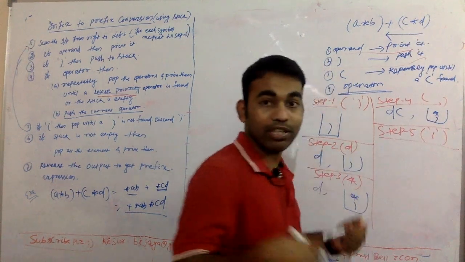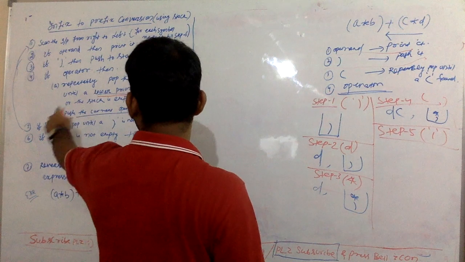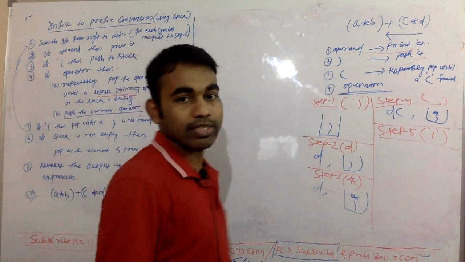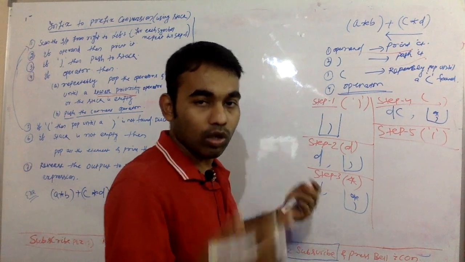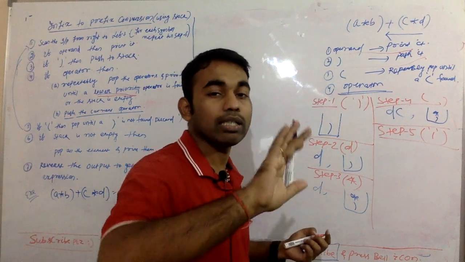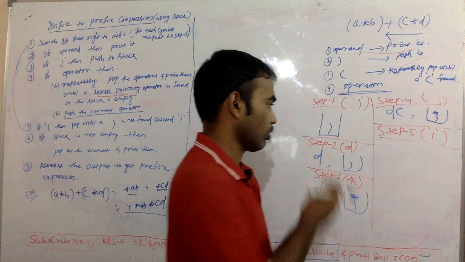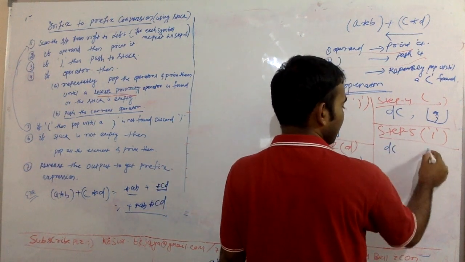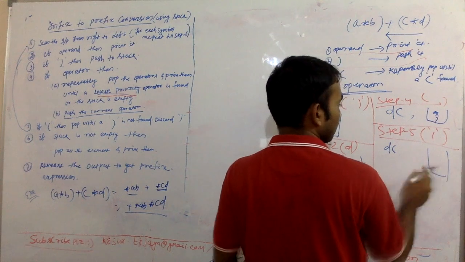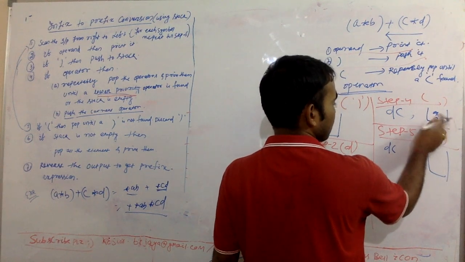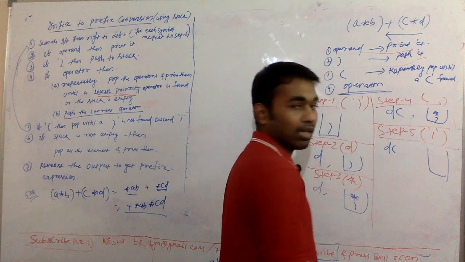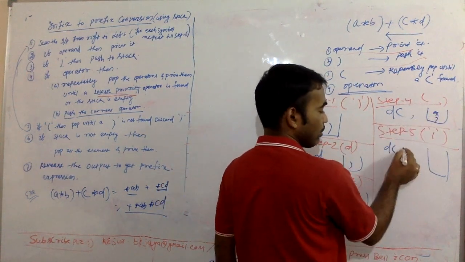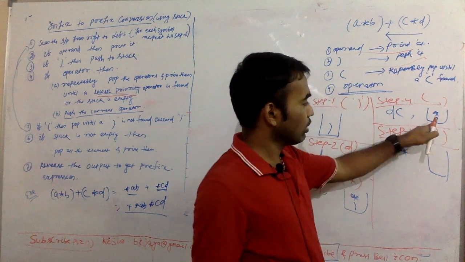So what will happen if a left parenthesis is coming? If a left parenthesis is coming, then keep on popping until a right parenthesis is found, and discard the right parenthesis. That is also an important step. So let's understand. DC is still there. I will keep on popping until a right parenthesis is found. So I will pop star. I will pop means I will print also.